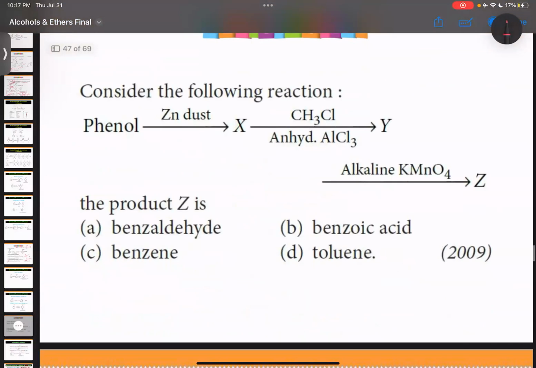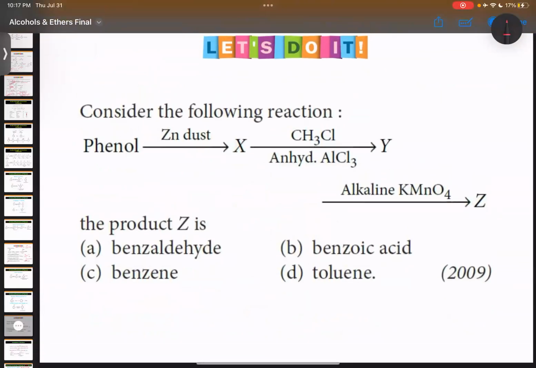And let's do this PYQ. Very good question. This is phenol and zinc dust and heat, and today we have seen it. So if we react phenol with Zn dust, what will we get? We'll get benzene, yeah, we have seen today. That is the benzene, exactly.